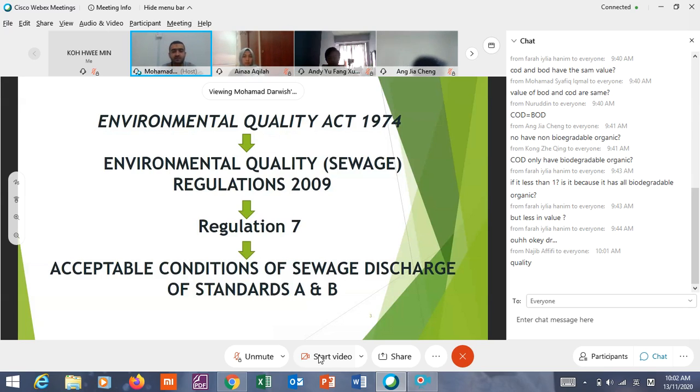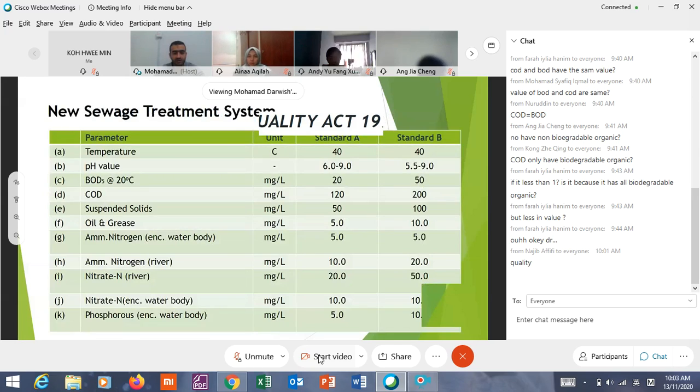The act was approved in 1974, and then the Environmental Quality Regulations of 2009 came. Under this regulation, we have regulation 7, and it gives the acceptable conditions of sewage discharge, standards A and B. So these are the parameters. We have temperature, the pH, the BOD, the COD, suspended solids. We have the oil and grease. We have the ammonium and nitrogen.